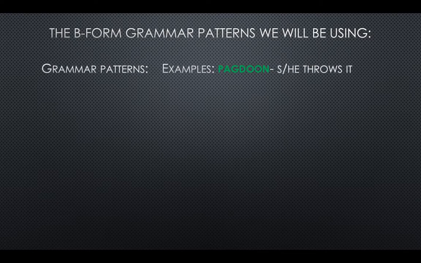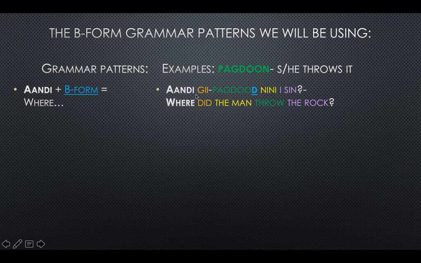So B form grammar patterns we'll be using. Just like in our last lesson, we'll have grammar patterns on this side here, and then we'll have some examples here. These are all color coded as well. So onde plus B form means where. So here we have onde gi pug dot nene isin. Where did the man throw the rock? So onde is where. Gi is past tense, so did. Pug don is throw, and it's in green there. This is our third person marker, and then nene, the man, isin, the rock.